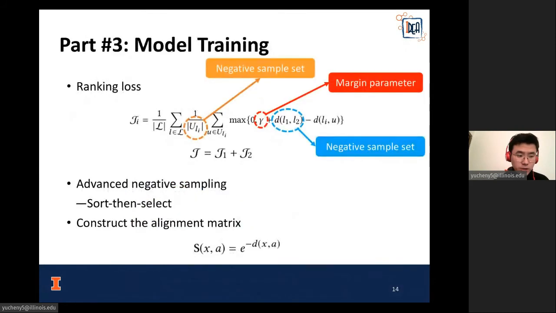For model training, we use a ranking loss, and for negative samples we use an advanced negative sampling strategy, which is sort-then-select. In this negative sampling process, if in this epoch a wrong node pair has very close embeddings, then in the next epoch we will use these node pairs as negative samples to improve the performance of our model. And at last, we construct the alignment matrix.